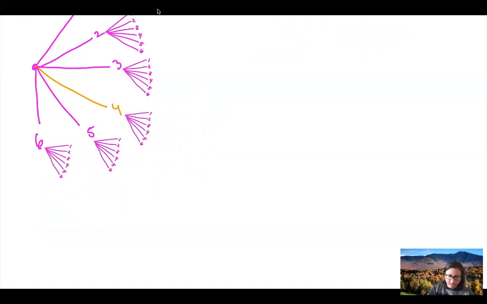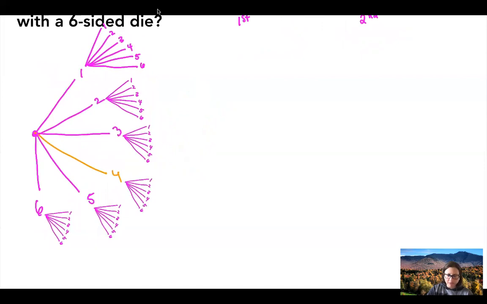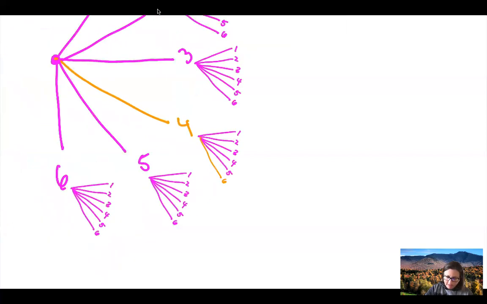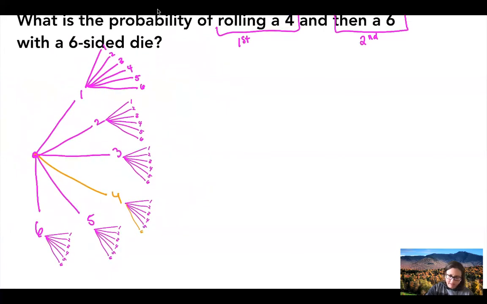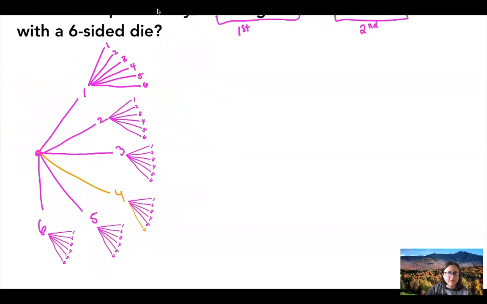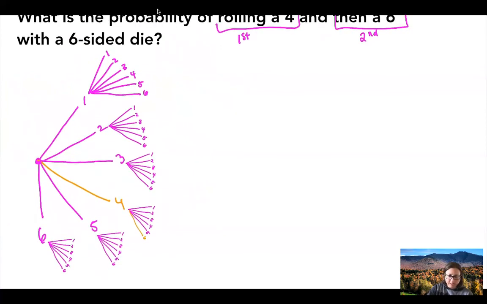And the only one that we are interested in, the only outcome that we want, is I roll a 4 and then I roll a 6. So let's highlight this guy right here. So if we look, there are a total of 6 things for each of the original 6 things that I could have rolled. So if I counted up all of the branches, 1, 2, 3, 4, 5, 6, 7, 8, 9, 10, 11, all the way to 36, that's the new denominator of my fraction. So of the 36 choices that I've got, I'm only successful once.